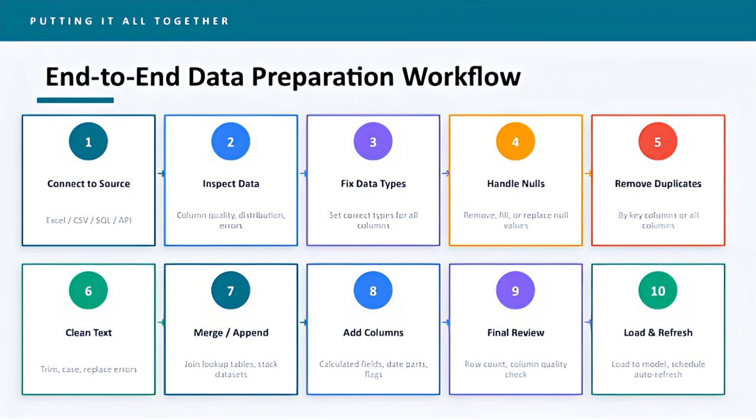Then, adding columns, merging datasets, and performing calculations help shape your data for analysis. Handling nulls and fixing data types ensure accuracy, while quality checks like column distribution and error detection keep your data reliable. Finally, scheduling auto-refresh and loading everything into your model allows for ongoing updates and seamless integration. Remember, the key is to see this as a continuous cycle. Each step feeds into the next, creating a robust and dynamic data workflow that supports your overall analytics goals.